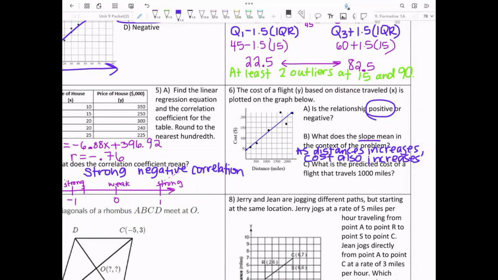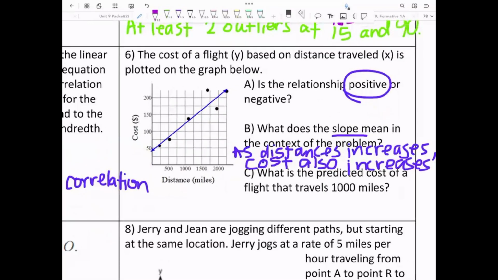So what is the predicted cost of a flight that travels 1,000 miles? If we look at our graph, since we don't have an equation to be able to plug something in, we'll look at 1,000, we'll go up to where it hits the graph. And that's in between 100 and 150, so that's about 125.